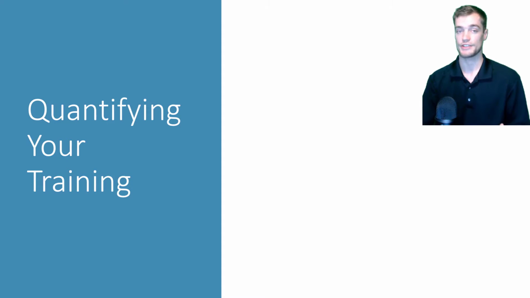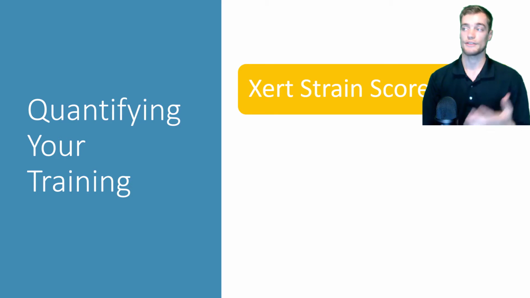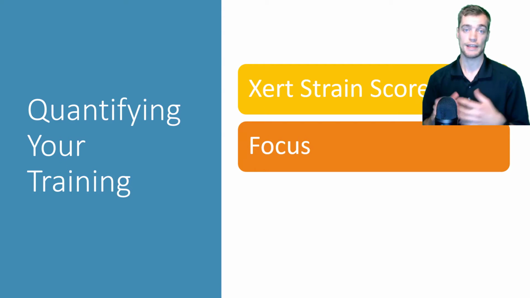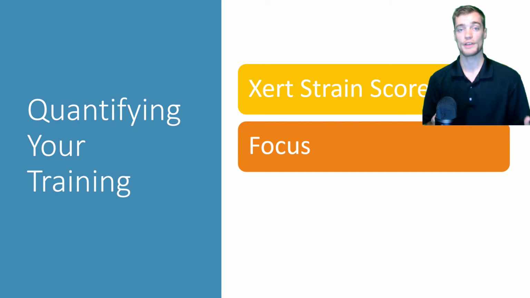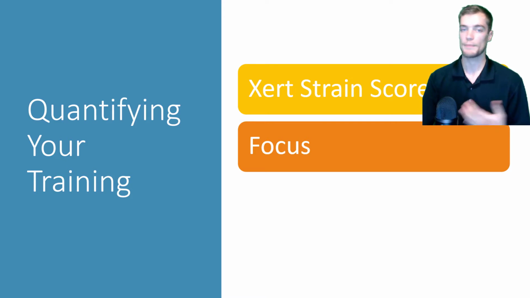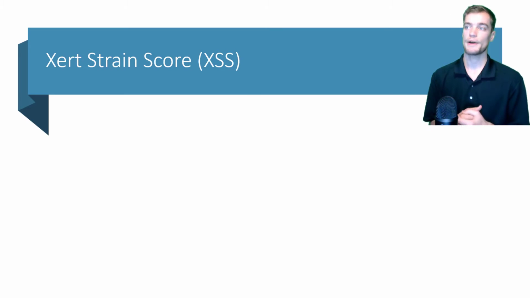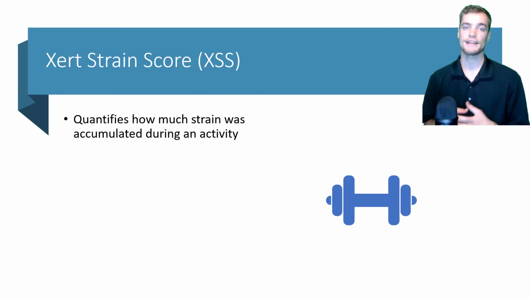And so in this section, I'll be talking about the Xert strain score metric. You'll often see it abbreviated in the software as XSS. Secondly, I'll have a discussion on Xert's focus metric, and we'll wrap up this section by talking about training status. To get started, we'll talk about Xert strain score, or XSS. And to put it simply, it's a number that quantifies how much strain was placed on your body during an activity or during a workout.